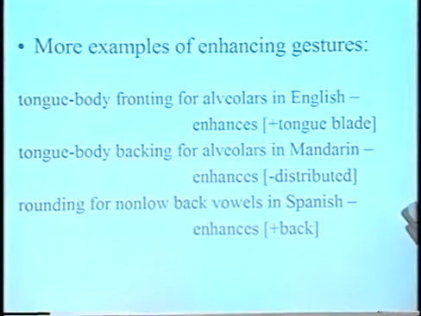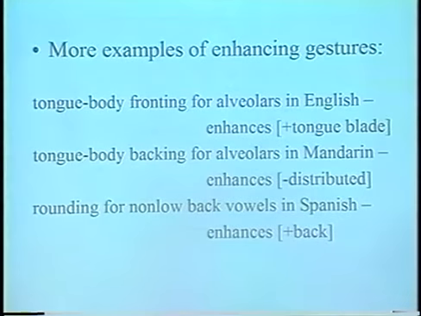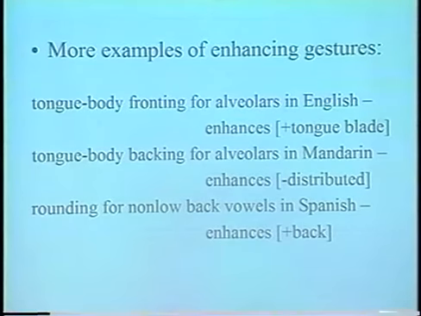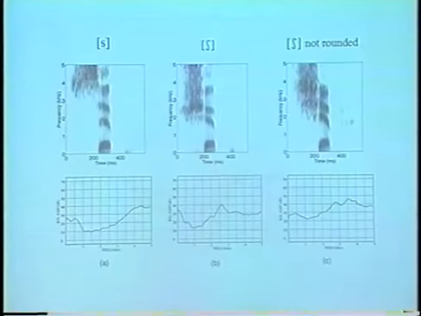Another one is tongue-body fronting for alveolars in English. In English, for stop consonants, the properties of the burst are the defining property, but there are some properties of adjusting the tongue body, which I'll talk about in a minute, which we think of as enhancing properties, and so on. So let's just look at some of these.